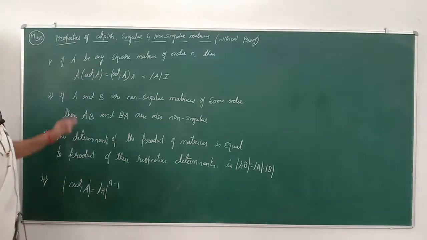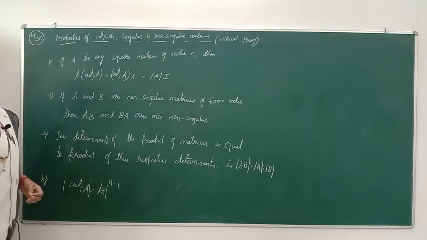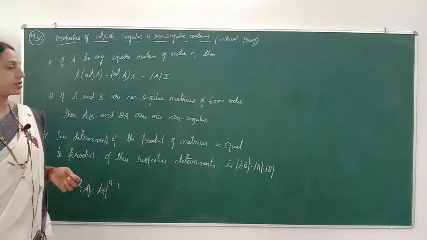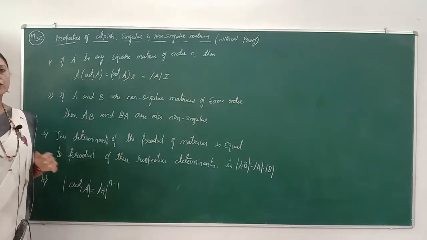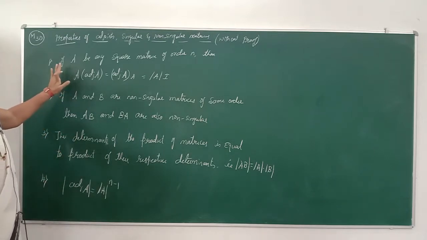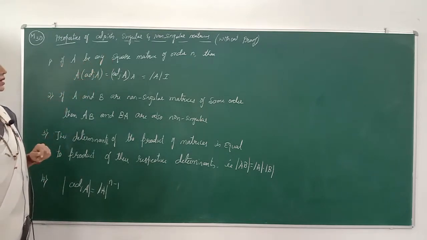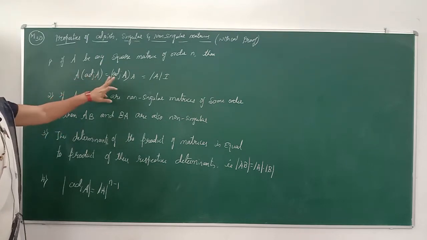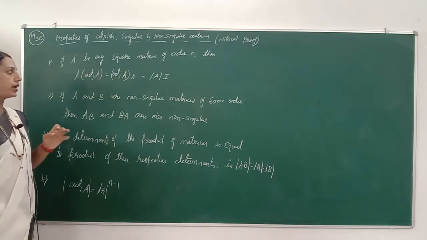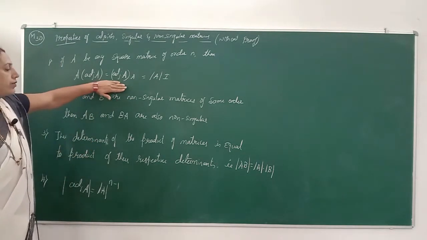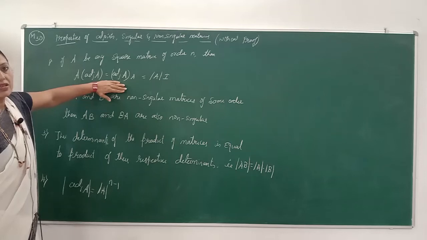Next one, some properties of adjoint, singular, non-singular of A matrices, without any proof. Proof is not necessary in your examination. Now the first one is, if A is a square matrix of order n, then A into adjoint of A equals adjoint of A into A equals determinant of A into I. It's one of the standard properties of the adjoint of a matrix A.